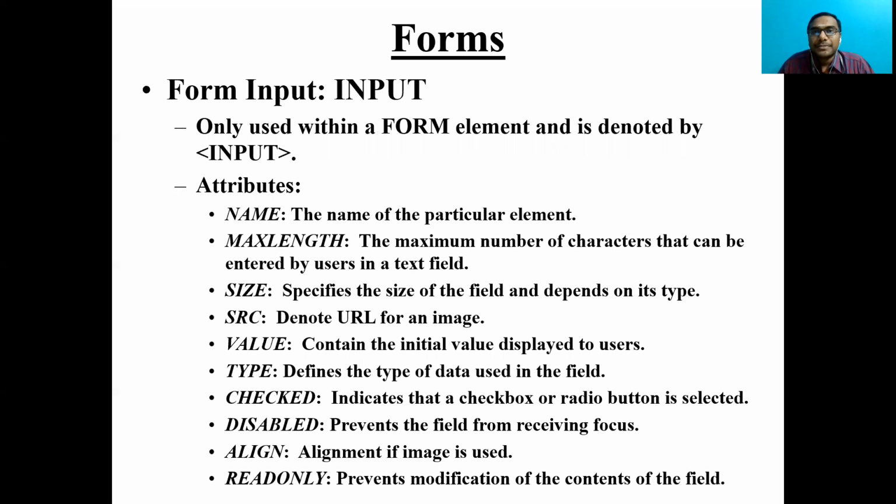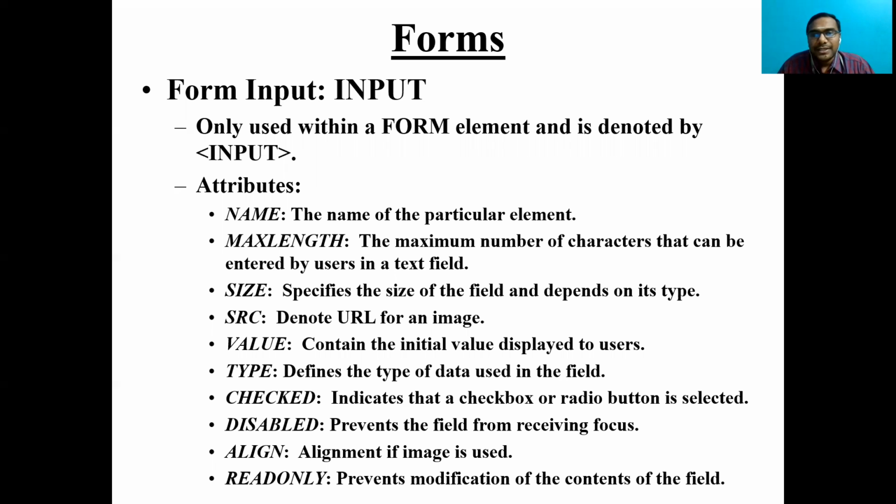Size specifies the size of the field and depends on its type here. So what is the exact size of the field here, the fixed size? Then source, we have to mention the destination URL. Value contains the initial value displayed to the user. Type defines the type of data used in the field. So whether I'm using type as a text, or type as a text area, or type as a checkbox, or type as an option button, any interface here, that we need to specify.